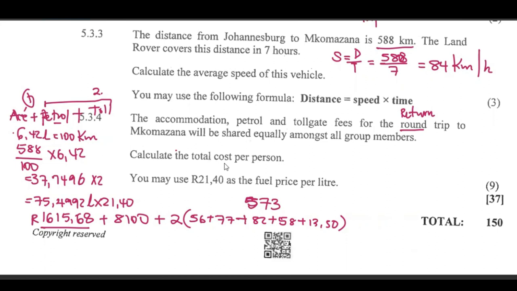So let's add fuel money: 1,615.68 plus 8,100 plus the 573. So the amount is 10,288.68. We divide this by five because there were five people, and each person has to pay 2,057.74. And this will end our solution today.